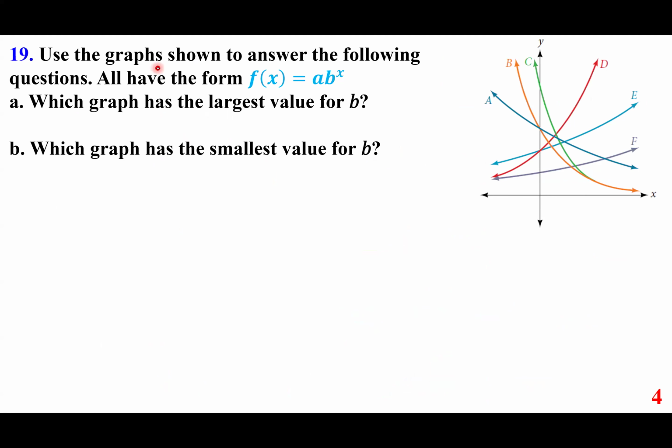Use the graphs shown to answer the following. All of these functions have the form of f of x equals a times b to the power of x. And remember, the base can't be 1 and must be positive. Which graph has the largest value for B? Which graph has the smallest value for B?